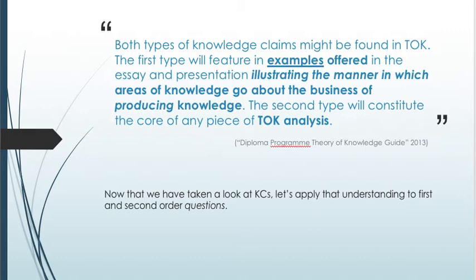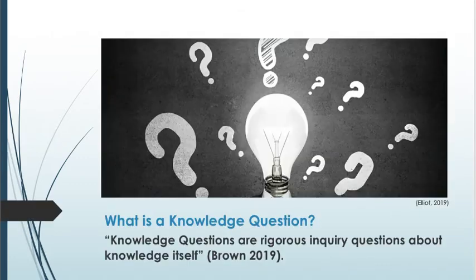The second type will constitute the core of any piece of TOK analysis. So it's kind of like this: I give you a second order claim, and then I examine it with a bunch of first order claim facts and information. So now that we've briefly covered knowledge claims, let's apply that understanding to first and second order questions.